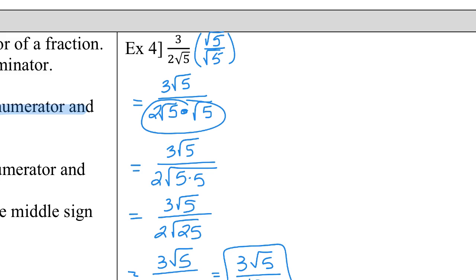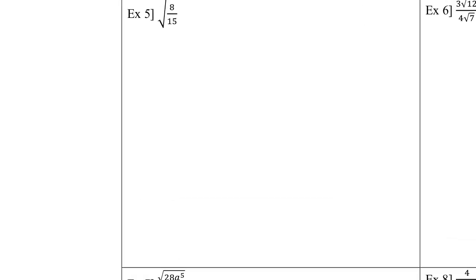So the shortcut is the square root of a number times the square root of the same number. Those two square roots will actually cancel each other out, and all you're left with is a single copy of that number underneath. That's the quick way to do it. Let's try some more. Example 5.